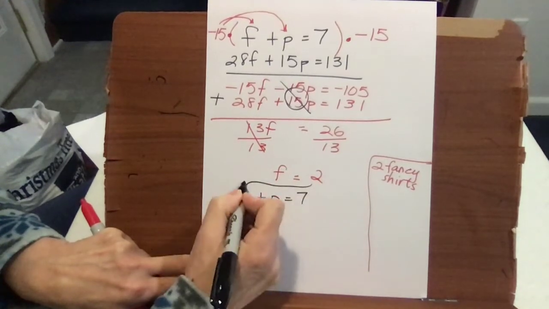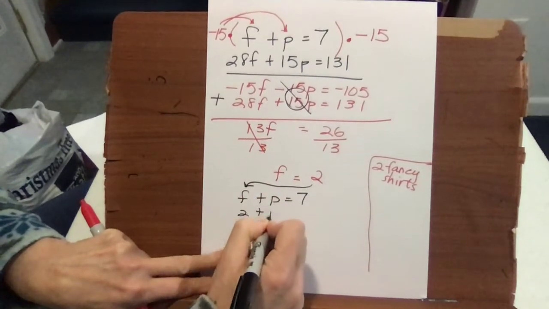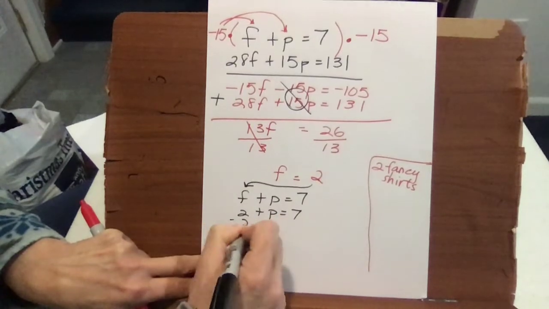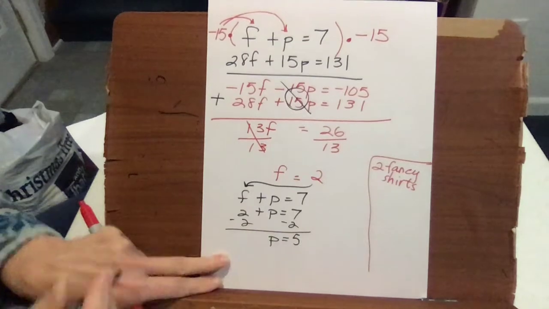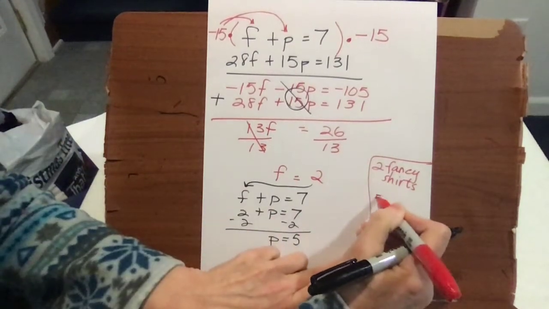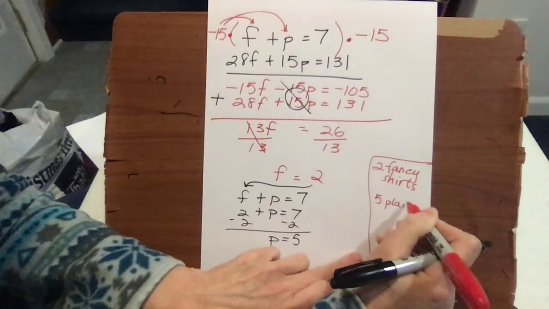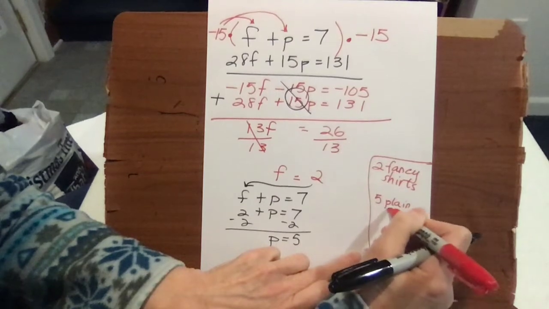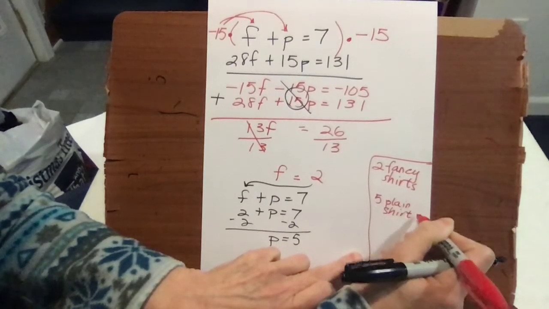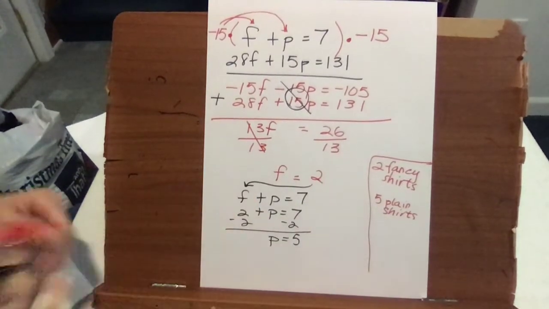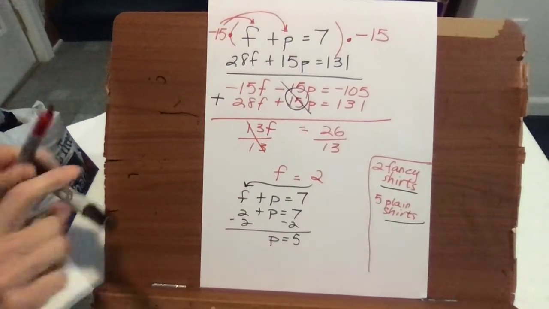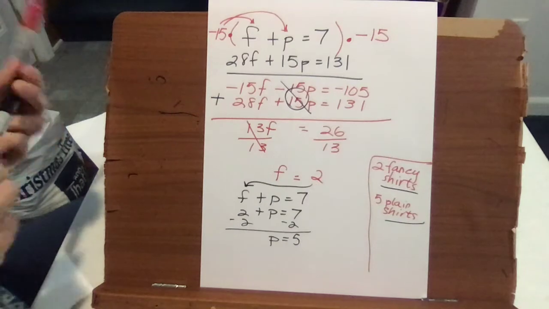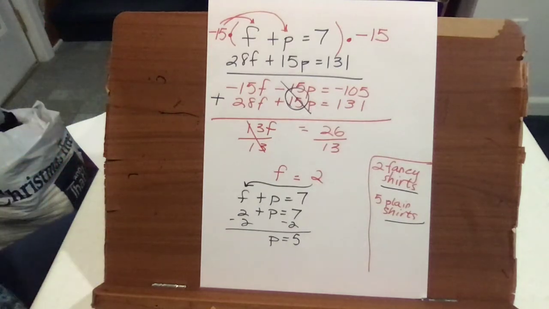Okay, so you're going to put this in here. So 2 plus P equals 7. Subtract the 2 on each side, and the number of plain shirts is 5. Okay. And I know it's obvious from the equation how many there are, but sometimes your numbers can be a little large, and if they are, you need the equation to set up and plug in so that you can calculate correctly. And that answers our question. How many fancy shirts and plain shirts did she buy? 2 fancy, 5 plain. All right.